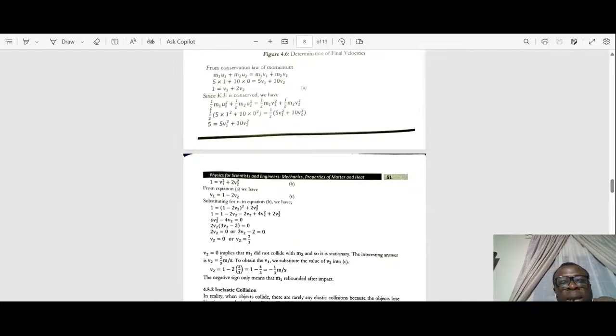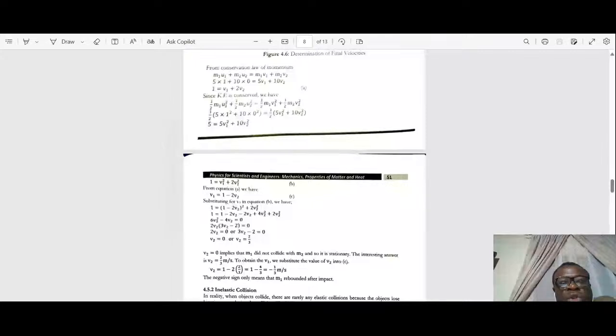So these are equation A and B. We need to solve them, they are simultaneous equations, and we'll solve by substitution. Remember there are two ways of solving simultaneous equations, either by substitution or by elimination. So here we are solving by substitution. That is making equation 1, V1, the subject of the formula. That is from A, we now have V1 is equal to 1 minus 2V2. And that is what led to equation C.